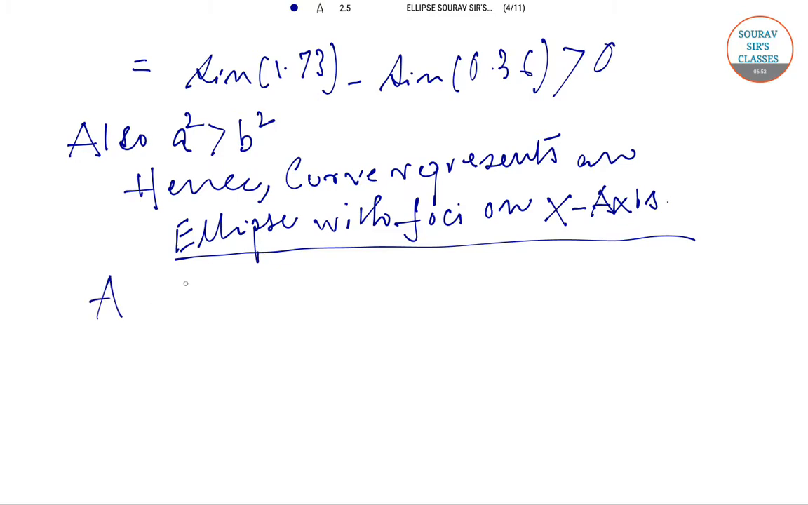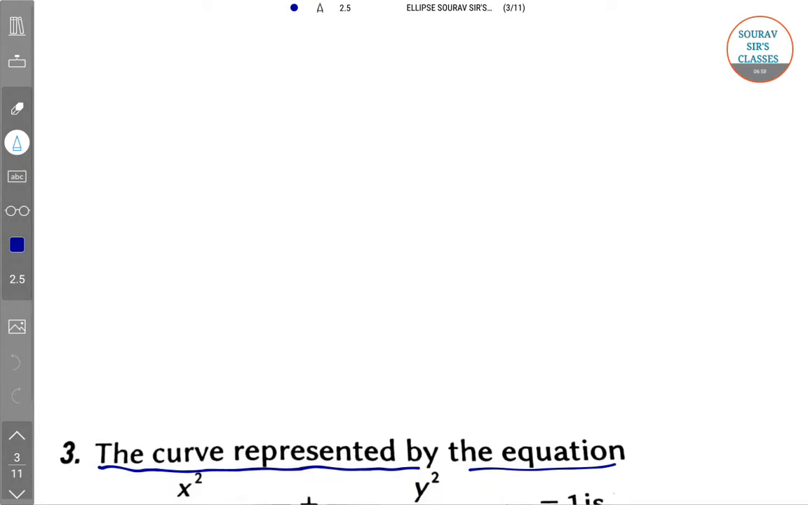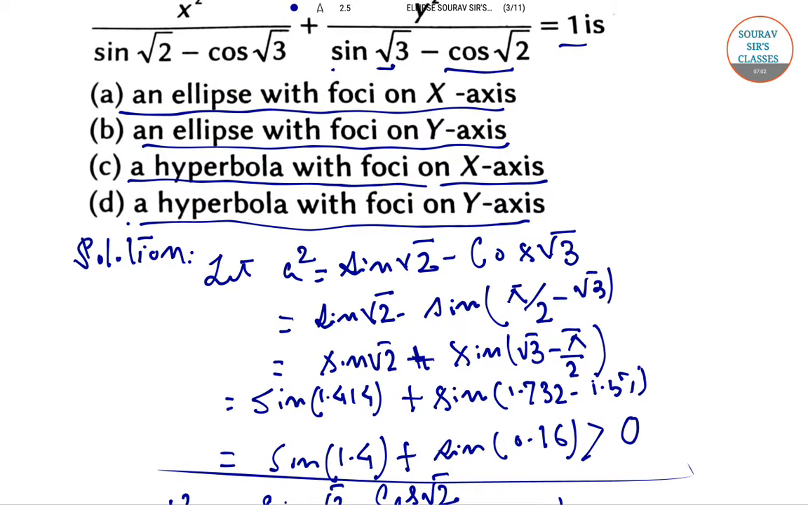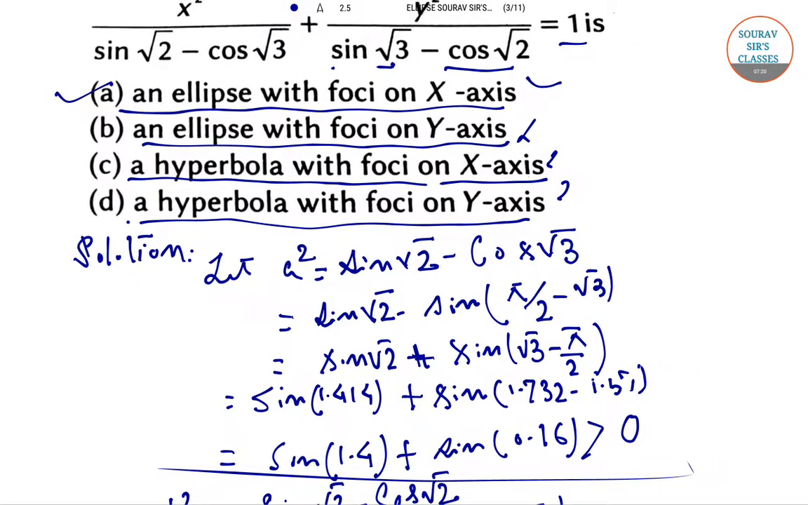That's your answer. Let's go ahead and see the options. What were the options? An ellipse with foci on the x-axis, an ellipse with foci on the y-axis. That's the answer: ellipse with foci on the x-axis. So this curve will represent an ellipse with foci on the x-axis, because we have the reasons behind this, and I'll let you know the reasons.